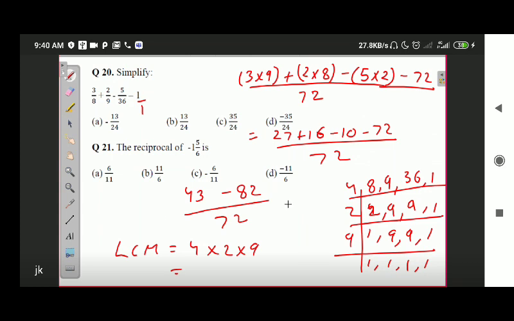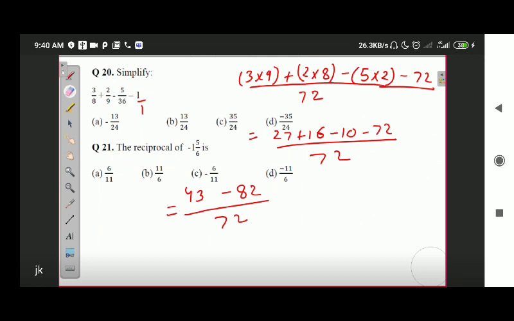Okay, so simplify it. On simplifying, 43 minus 82. 80 minus 40 is 40, and 12 minus 3 is 9. So this will be 39 upon 72. You can simplify it further. 3 1s are 3, 3 3s are 9, 3 2s are 6, 3 4s are 12. This is 13 upon 24, that too negative. So minus 13 upon 24, that is option A. A is the correct one.